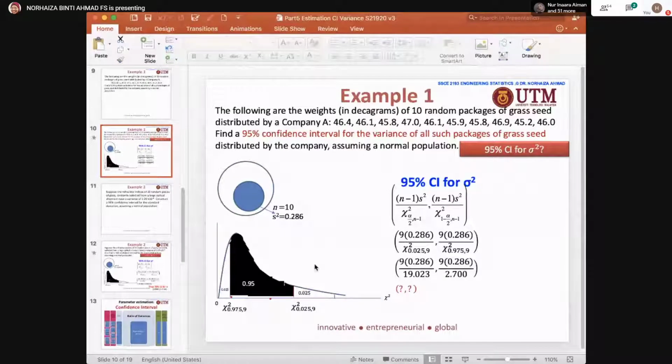Okay, so just plug in the values. You plug in the values and then you calculate. Just plug in the values and you get your limits. Okay, so I haven't calculated here, but you can calculate yourself. So what is the limit? So these would be the limits for the confidence interval for sigma squared. Okay, so it's fairly direct. Okay, so that's one example.